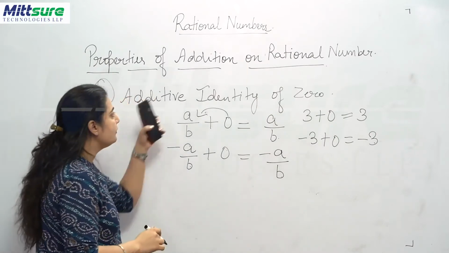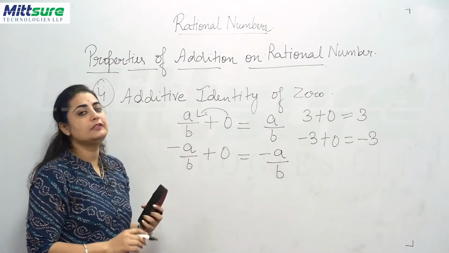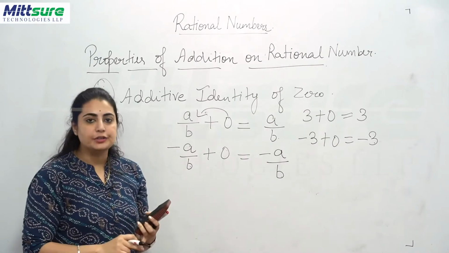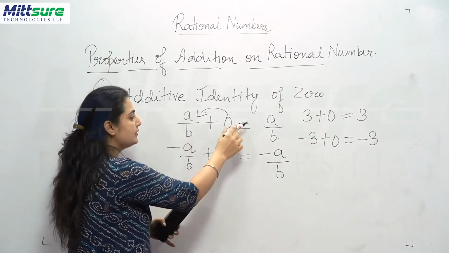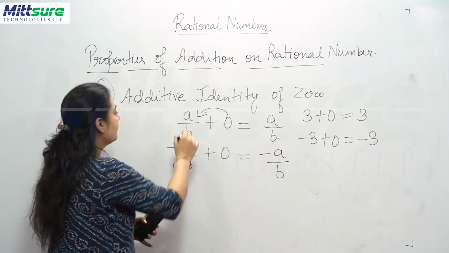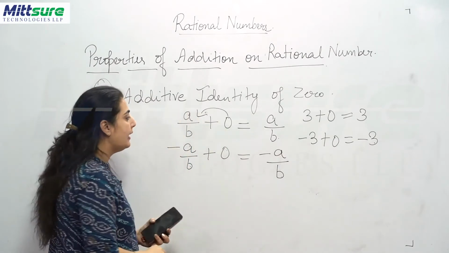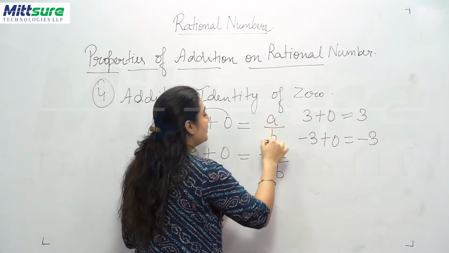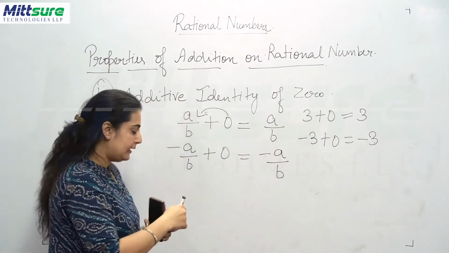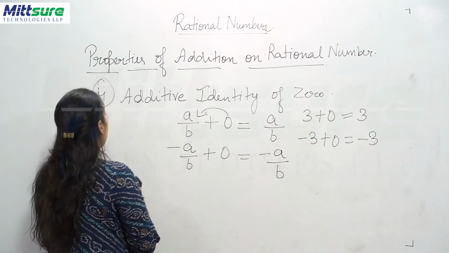So when we talk of the additive identity of 0 on rational numbers addition, then also it remains the same. Whenever any rational number is added to 0, then the sum is the number itself. Let's see how with the examples.